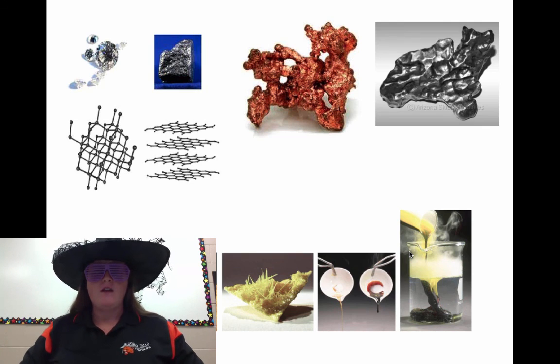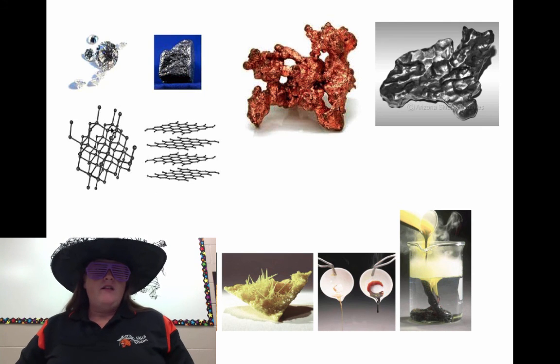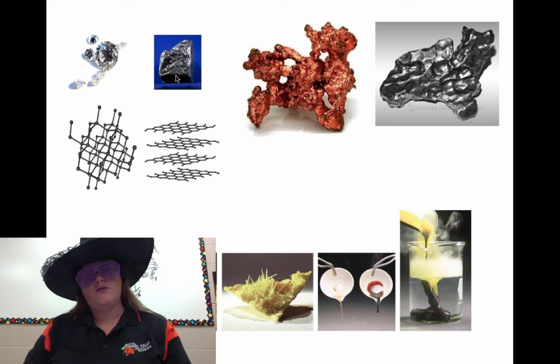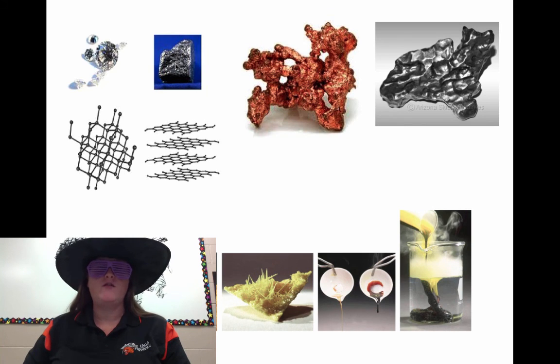Okay? Here are some examples of elements. We have diamond and graphite. Oh, I really screwed that up. Let me start that over. These are both carbon. This is diamond, this is graphite.